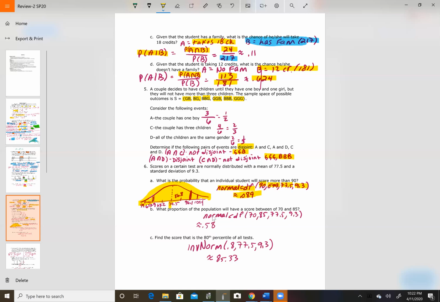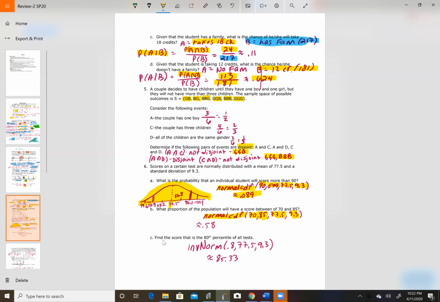What proportion of the population will have a score between 70 and 85? So I just did the same thing in the calculator. This time my starting value was 70. If you need to go back through this for the homework, I really went over how to use the calculator for this, I think. Your starting value is 70 this time, your ending value is 85. We want what's in between there. Your mean and your standard deviation stay the same. So that's approximately 58%, which makes sense, that middle piece.